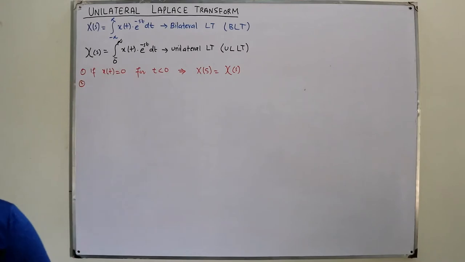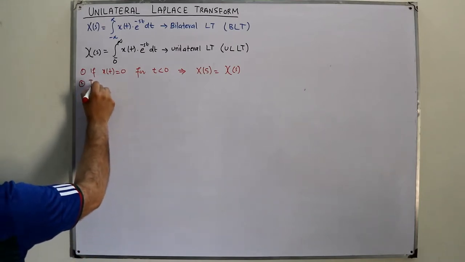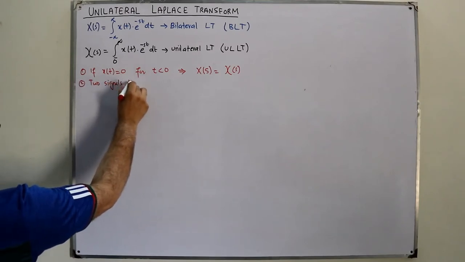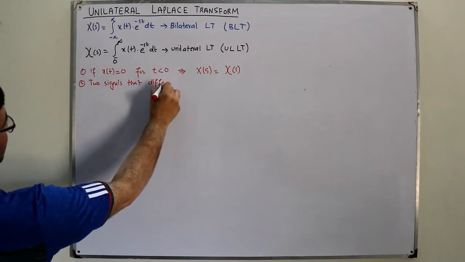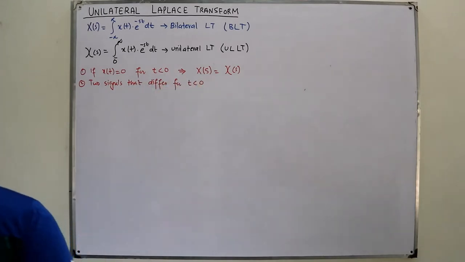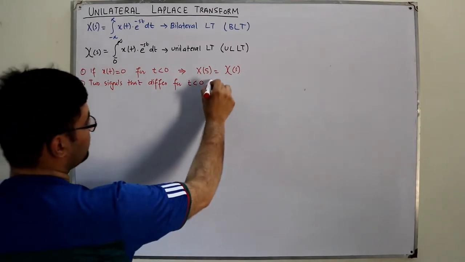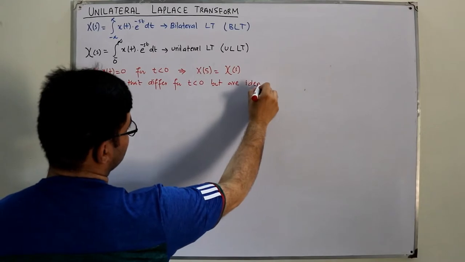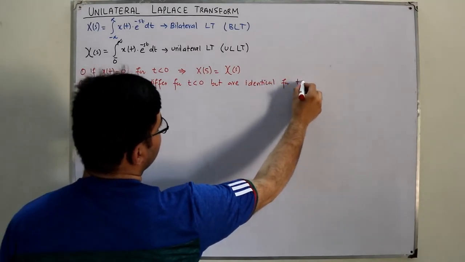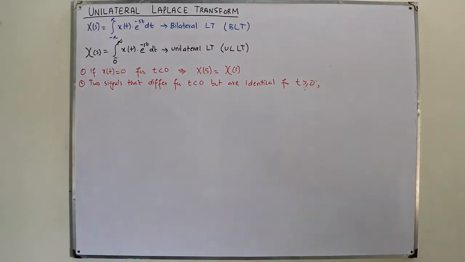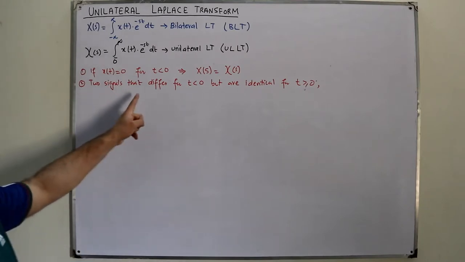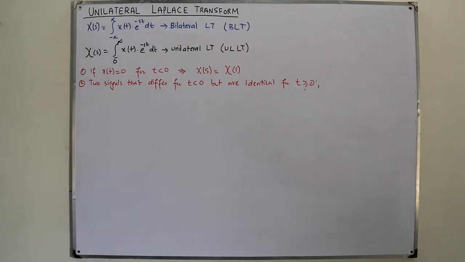Let's say another point, the second point. If two signals differ for t less than 0, but are identical for t greater than or equal to 0, now what would be the case? Have a look. They are different for t less than 0, but they are identical for t greater than 0.